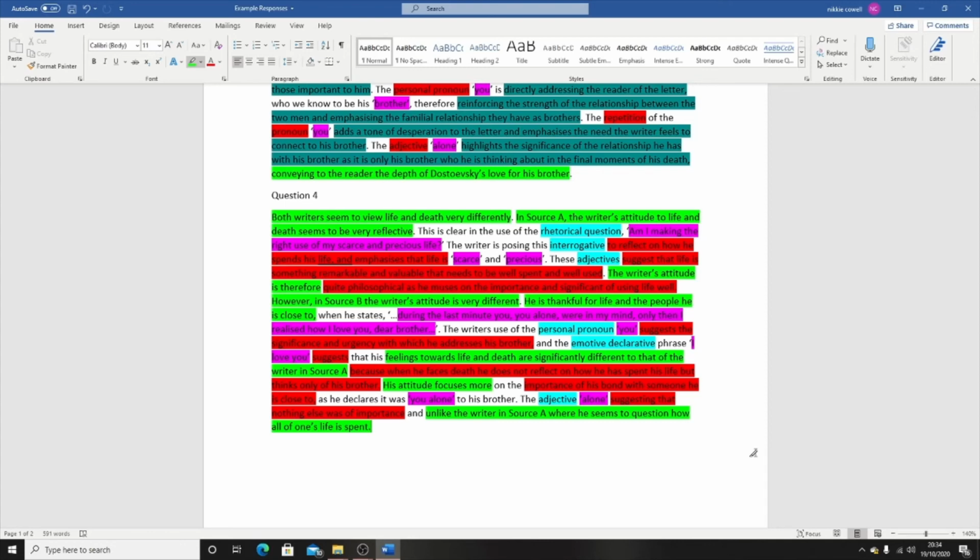Am I making the right use of my scarce and precious life? The writer is posing this interrogative. I want to try and use different vocabulary there, and again, just show off to the examiner that I know the terminology and that I can write academically. To reflect on how he spends his life and emphasises that life is scarce and precious. These adjectives suggest that life is something remarkable and valuable that needs to be well spent and well used. The writer's attitude is therefore quite philosophical as he muses on the importance and significance of using life well.